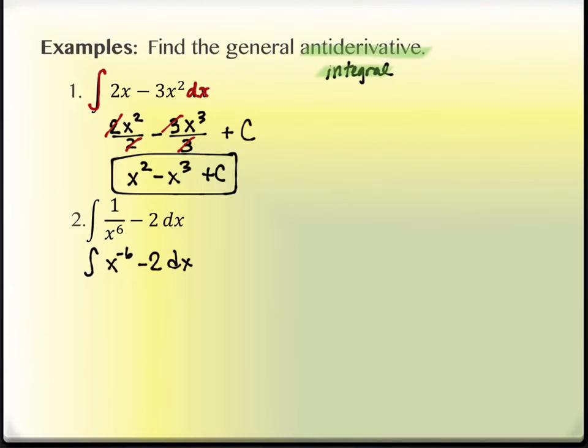Okay, so the x to the negative 6th, I'm going to increase the power by 1. What do I get if I increase negative 6 by 1? Negative 5. Be careful, because sometimes we get going quick and we inadvertently forget that we're working with negatives, and this one's negative, so it goes to negative 5. I divide by the new power, negative 5. Anytime I have a constant, like this one, a 2, all I have to do when I take the antiderivative is simply attach an x to it, right?